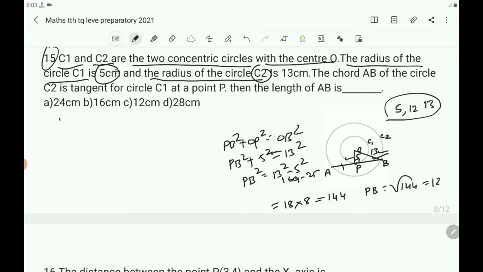If you know the Pythagorean triplets, you can get the value easily, or otherwise use the method and get the value. And here we got PB equals 12, and you know that AB is twice of 12. So here AB equals how much? AB equals 2 into 12, that is 24, because here P bisects the chord AB. P is the midpoint of AB. So PB is 12 means AP is also 12. 12 plus 12, 24. Here the option A is the answer.